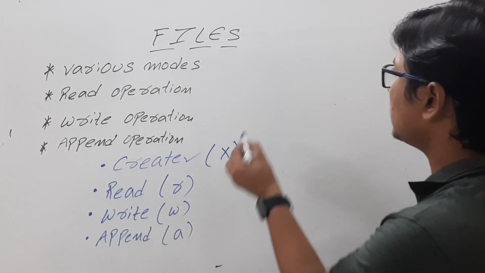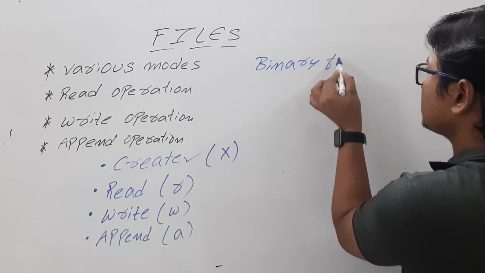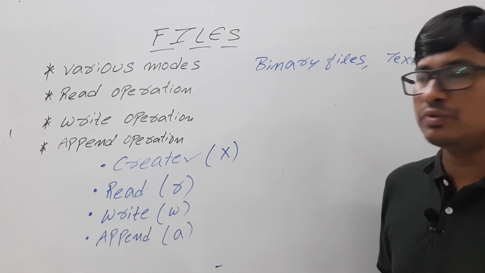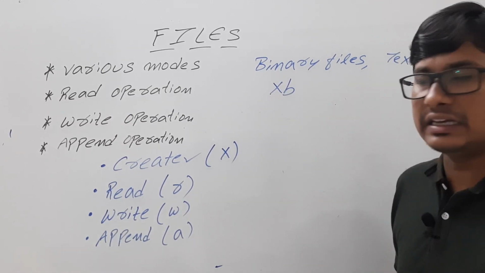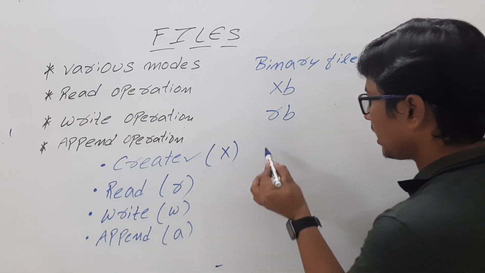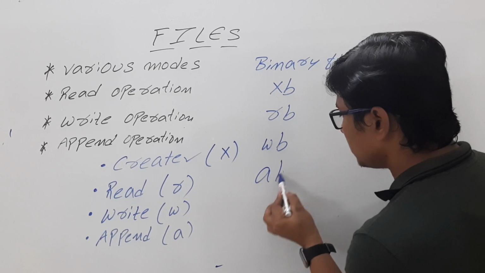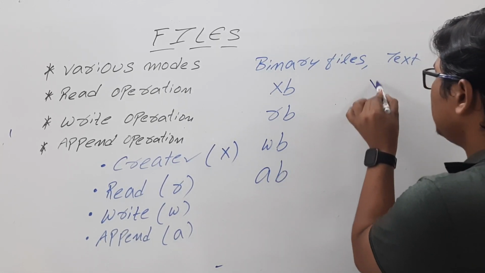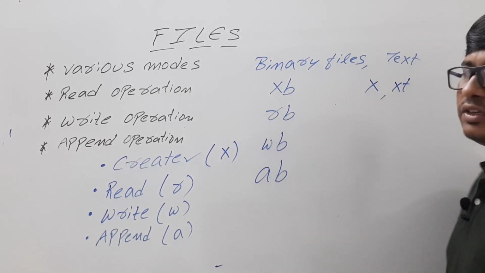Now you will ask me, sir, you are telling that we have binary files and text files. For binary files and text files, how will these modes work? If it is a binary file, you will give XB for creation. For the reading operation, you will give it as RB. For the write operation, you will give it as WB. And for append, you will give it as AB. For a text file, you can give it simply as X or you can give it as XT, anything you can give.